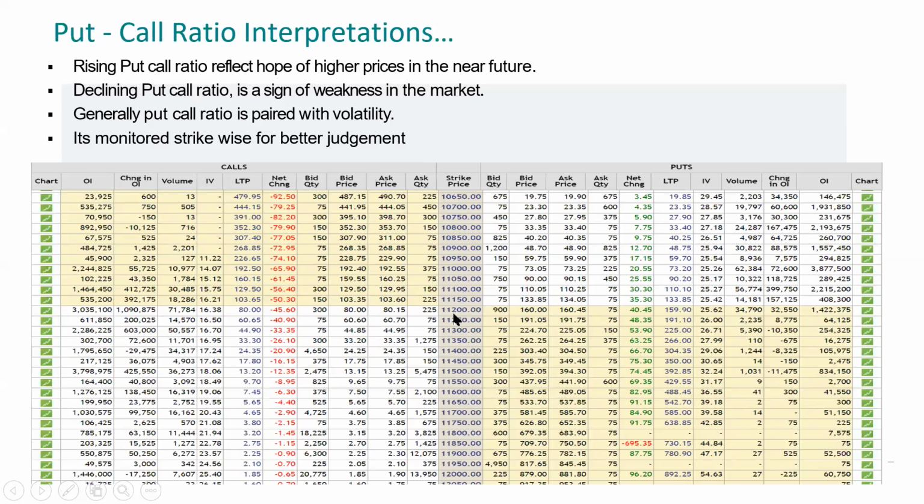So for the 11,200 strike, if I divide 14 lakh shares by 30 lakh shares, roughly my PCR would be 0.5. Likewise, if I want to calculate the PCR for 11,100, can anybody tell me what the likely PCR would be for 11,100?